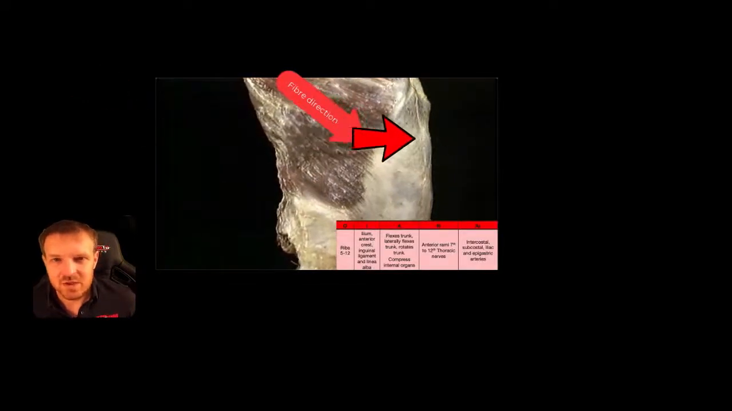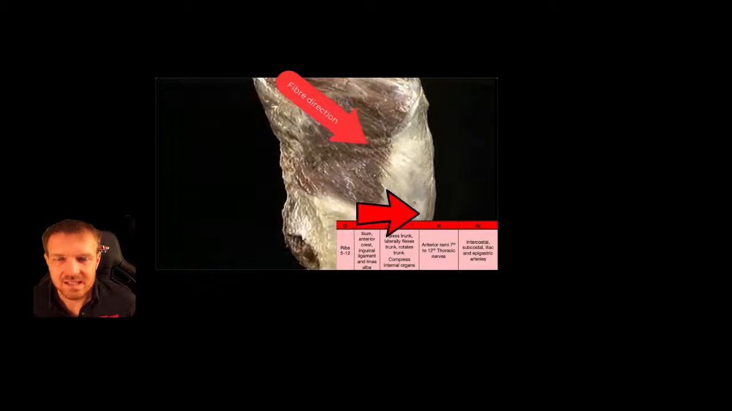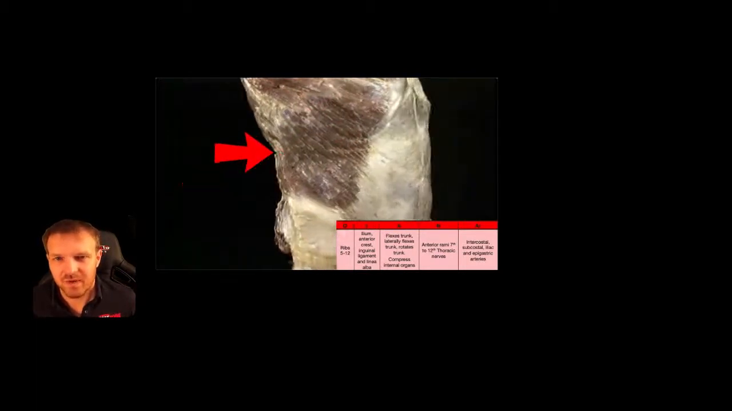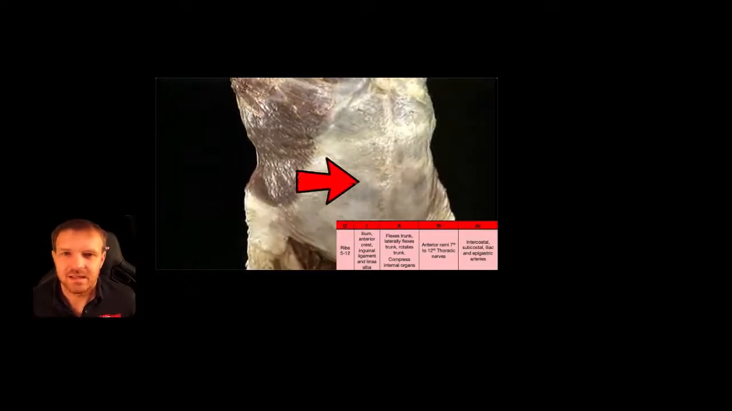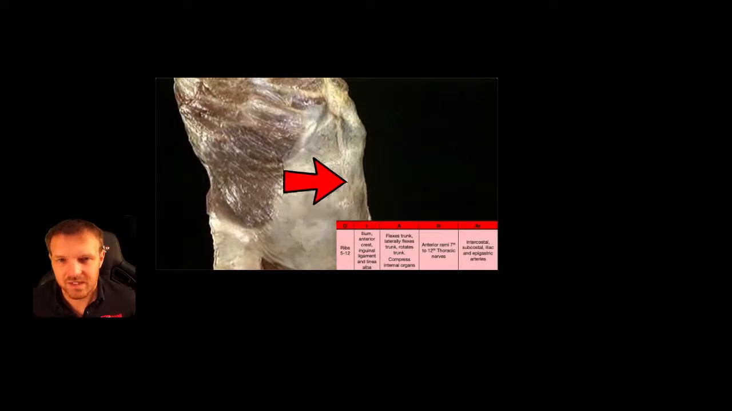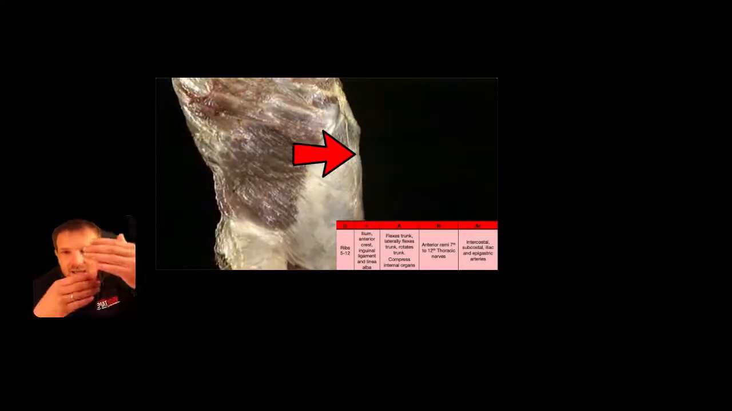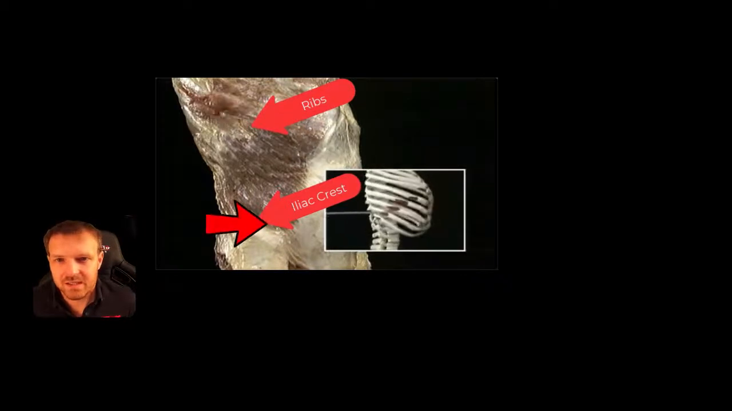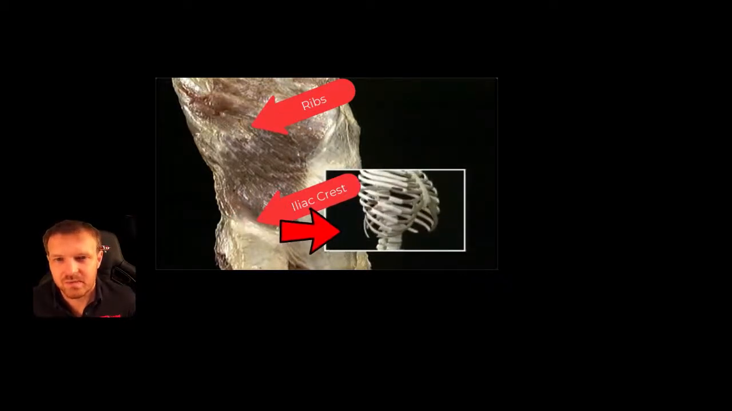So there's your aponeurosis. You can see the aponeurosis there. There's the muscle. There's your thoracolumbar fascia around the back. And then this is the outermost covering. Okay, so this aponeurosis here is the outermost section. There's your ribs, iliac crest. So you can see it attaching onto the ribs.